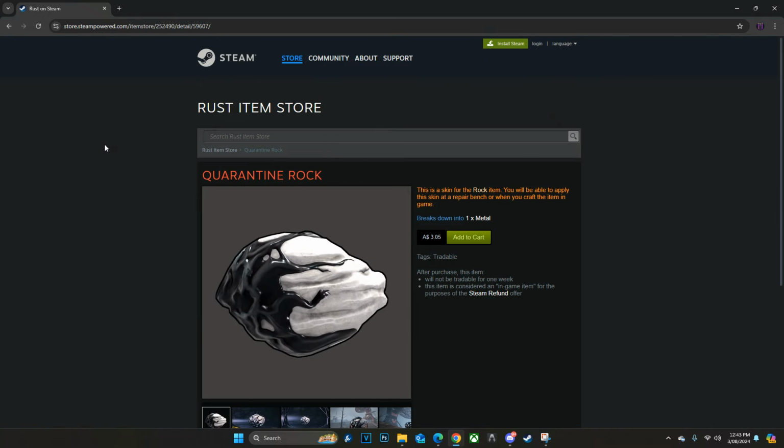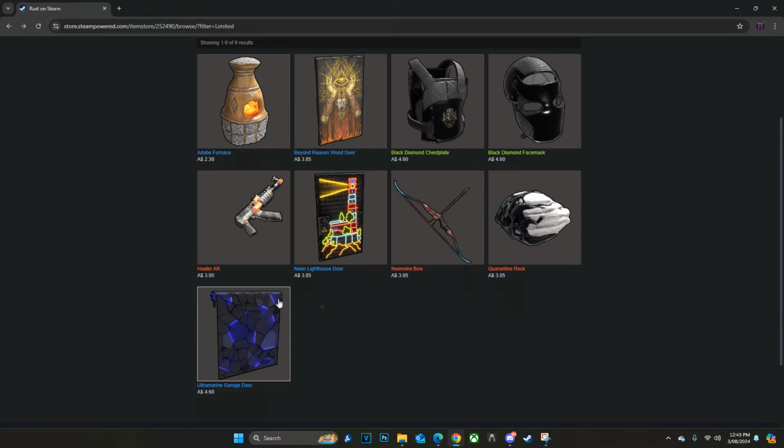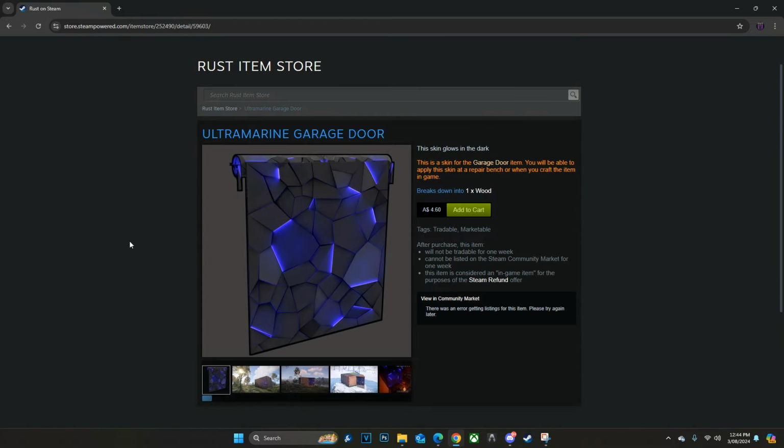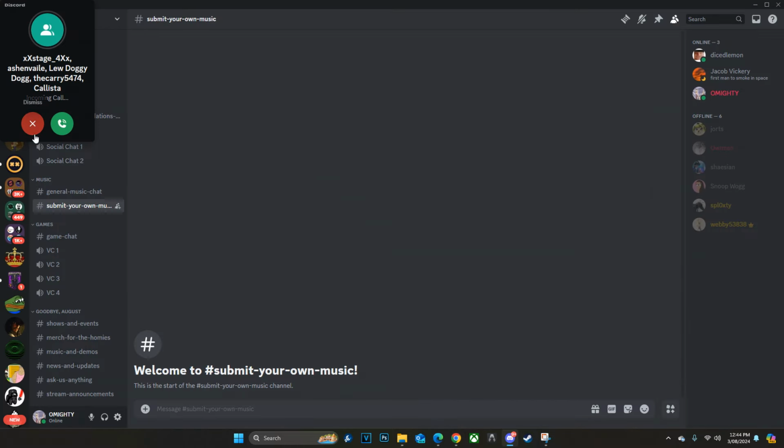All right, moving over to the Quarantine Rock. Not going to recommend investing in that. The Quarantine set looks cool, but it's just never performed well, and that is going to continue with that. There's no way that this is actually happening.